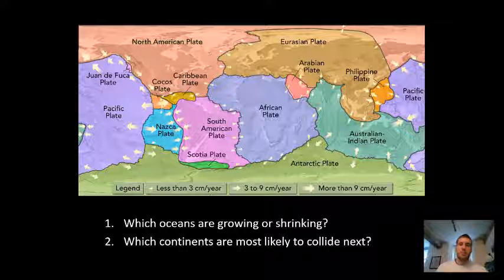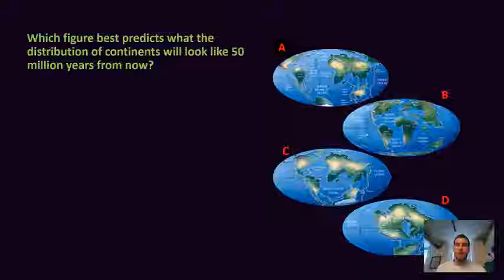Taking this a step further, we can think about what oceans are growing or shrinking, and which continents are most likely to collide next. You can study this map and look at the different arrows. Is the Atlantic Ocean going to continue to expand, or is the Pacific Ocean going to expand, et cetera? And this can lead into questions such as this one, which asks what you think the distribution of continents will look like approximately 50 million years from now. Again, you can pause the video. But the correct answer here is A.